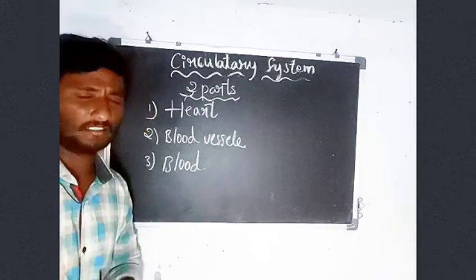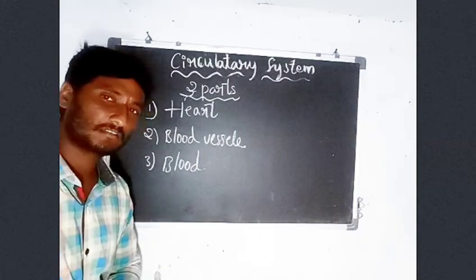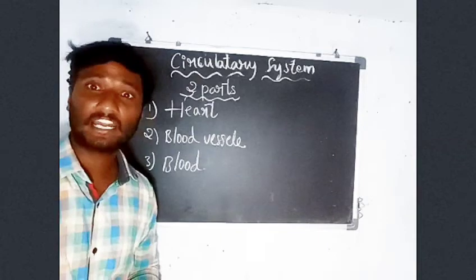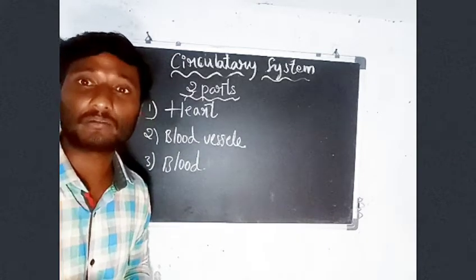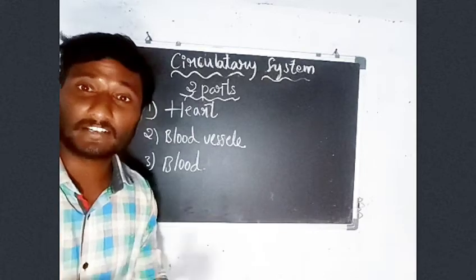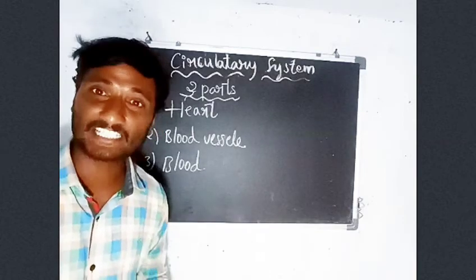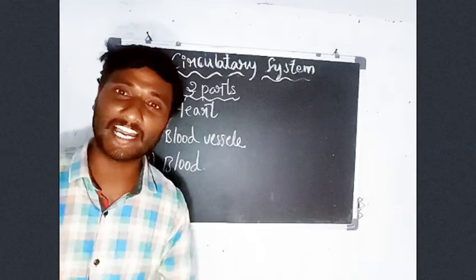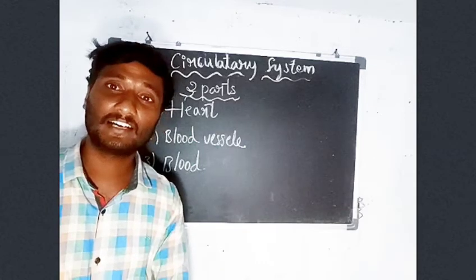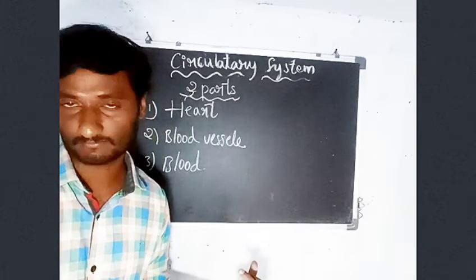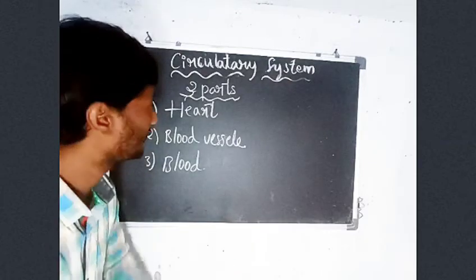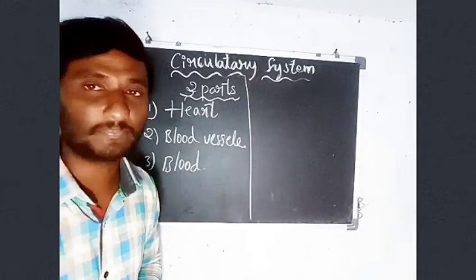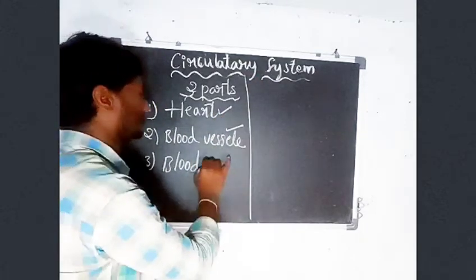Already in ninth class, in animal tissue, we discussed connective tissue. Blood is a connective tissue. Blood is divided into RBC, WBC, and platelets. Again, WBC is divided into two types: granulocytes and agranulocytes, such as monocytes and lymphocytes. Already we discussed that in ninth class. Mainly in the human circulatory system, we observe the heart, blood vessels, and blood.